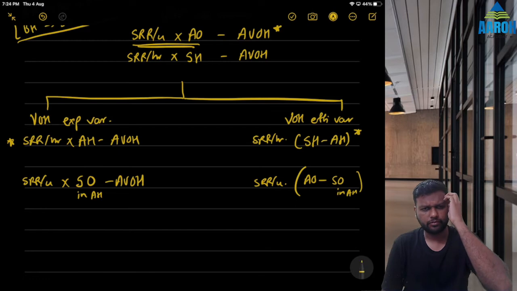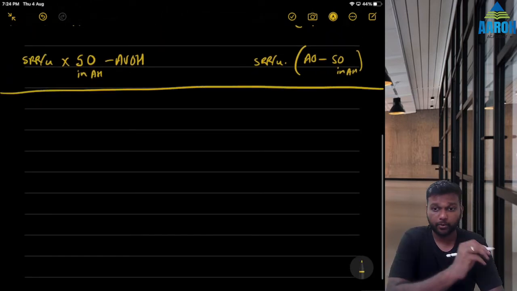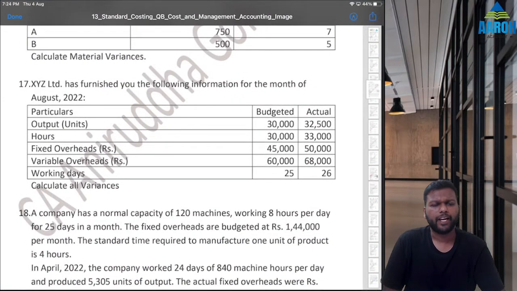Fine. Based on this, let's calculate variable overhead variances for that question first, then we'll go to fixed overheads. Okay. Let's see the question. XYZ has furnished you the following information for the month of August 2022: budgeted and actual output, hours, fixed overheads, variable overheads and working days.